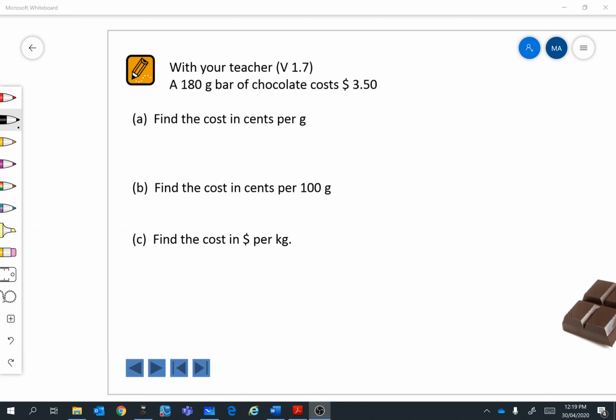Hi General Maths students. In this video we're going to do some cost per unit size calculations.